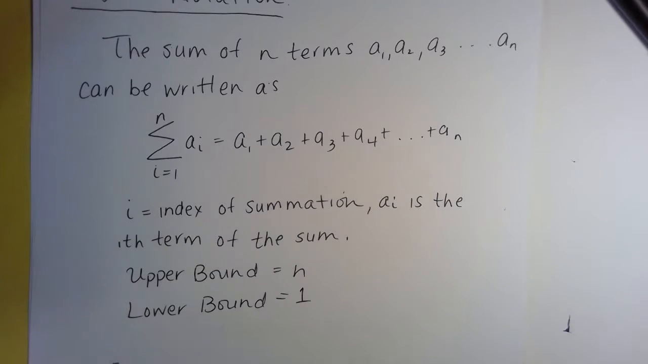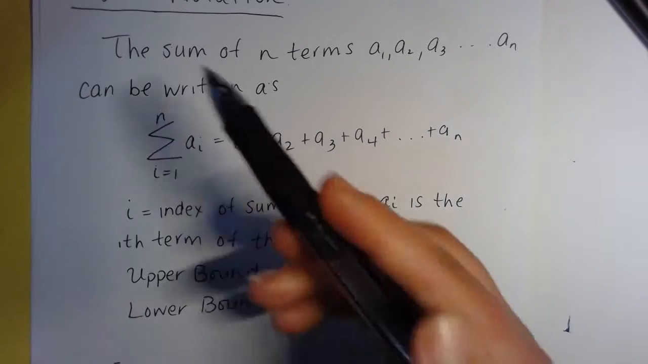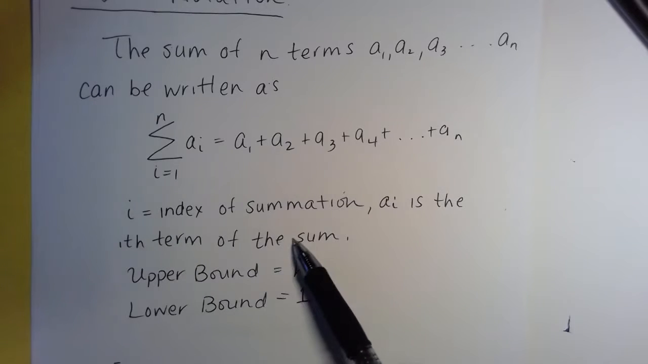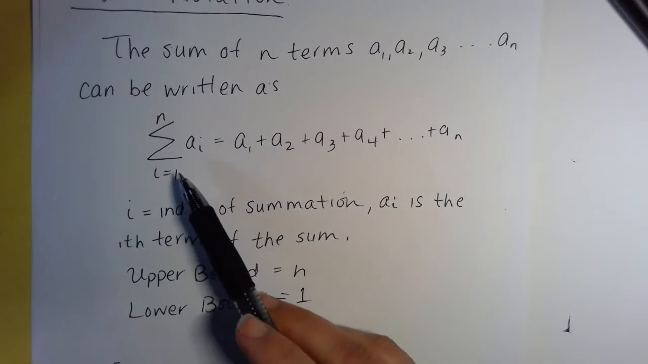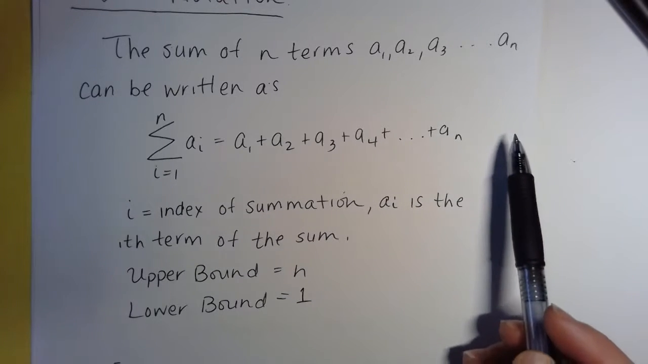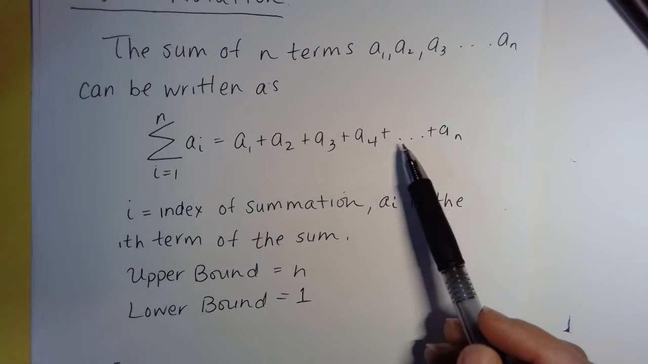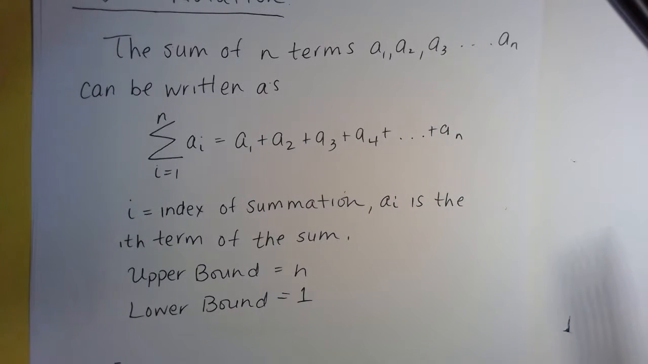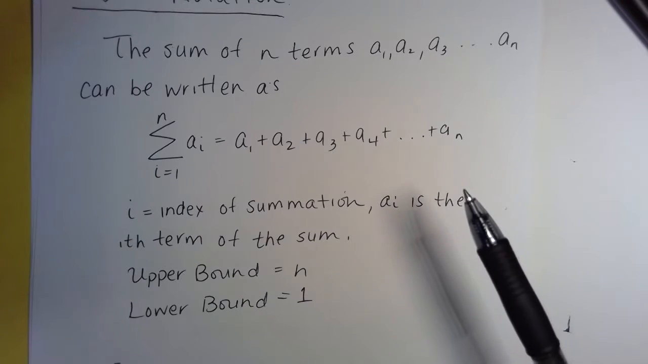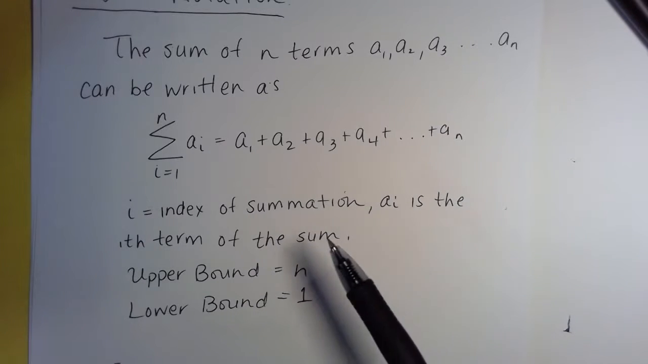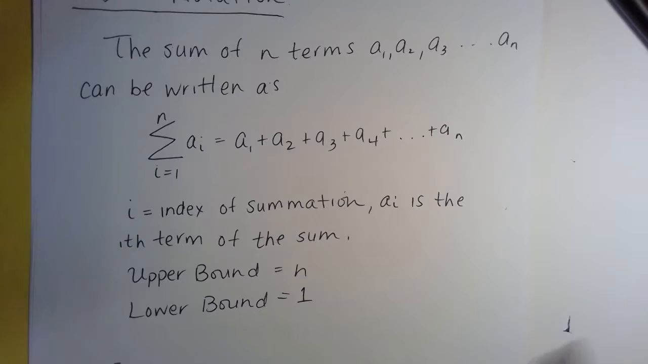Okay. So a sub i is the ith term of the sum. If I wanted a7, it would be the 7th term in the sum: 1, 2, 3, 4, 5, 6, 7. So it would just be the 7th term. It wouldn't be the sum, it would just be the term. And this symbol means we're going to add them all up.